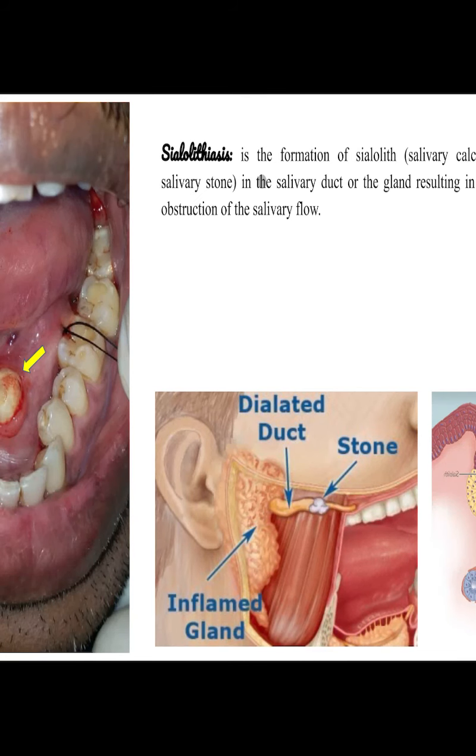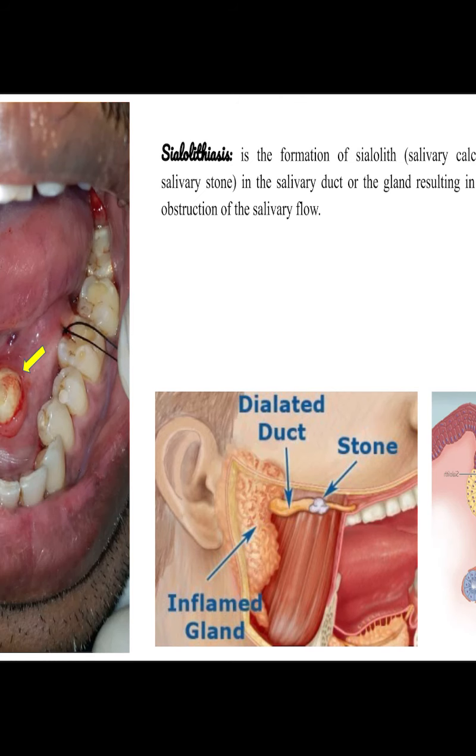So, what other complications can we have? We can have inflammation of the gland, and when there are a lot of salivary stones in the gland, we have to remove the gland.